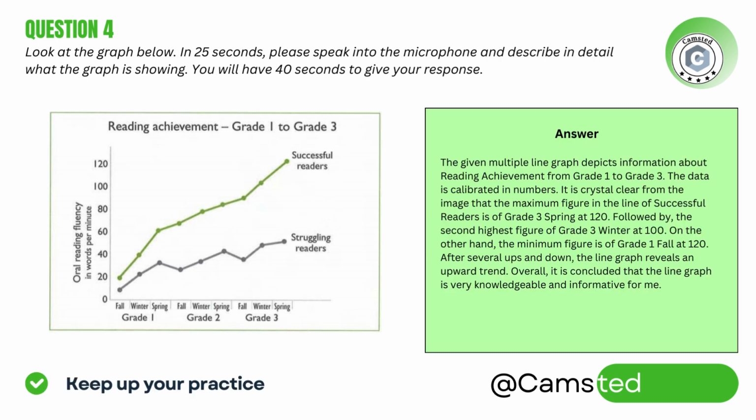The given multiple line graph depicts information about reading achievement from grade 1 to grade 3. The data is calibrated in numbers. It is crystal clear from the image that the maximum figure in the line of successful readers is of grade 3 spring at 120. Followed by the second highest figure of grade 3 winter at 100.